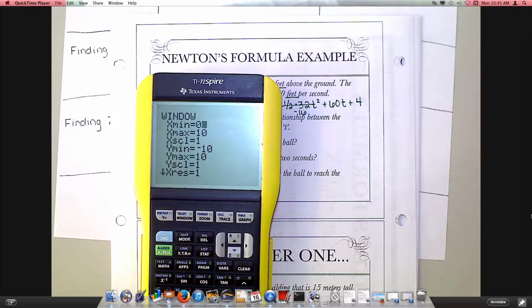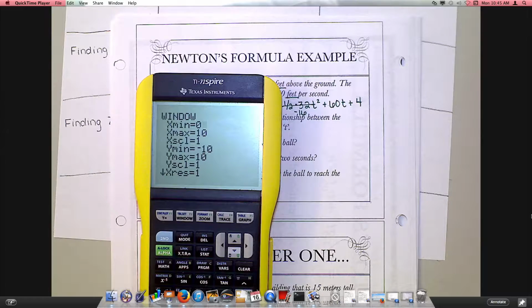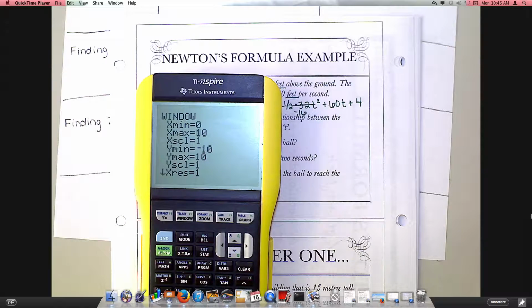Now for your x max, that wants to know, how much time do you need to see on this graph? Think about this. If you're throwing a ball up in the air and waiting for it to come back down, you are not Superman. So it's not going to take a super long time. How long do you think it might take? 3 seconds. 4 seconds. Maybe let's go to 5, because I want you to be realistic. You're better off guessing too big than too small. So I'm going to go to 5 seconds.